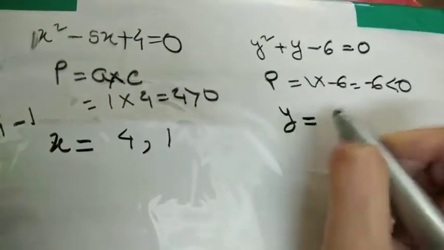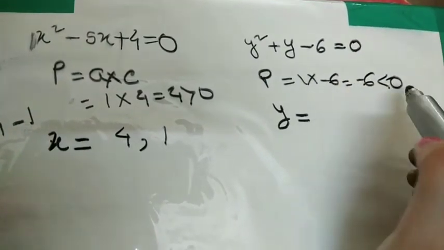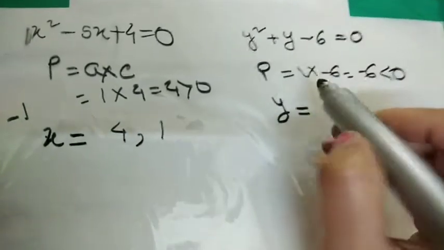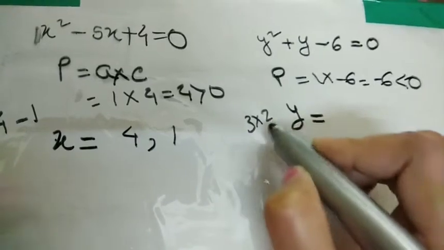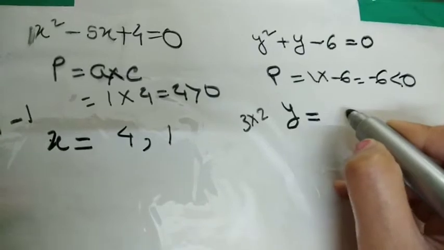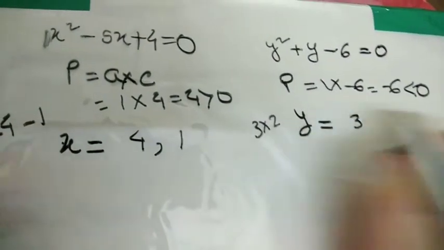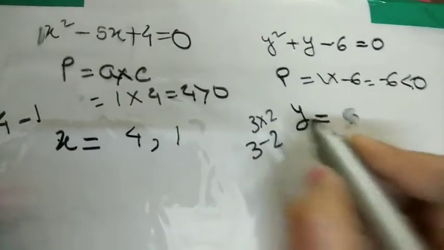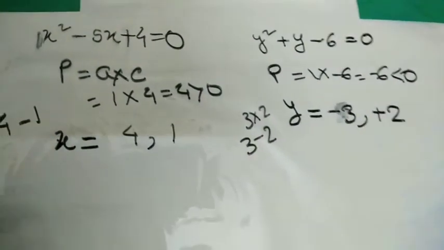Similarly, in case of y, see, the product is less than 0, and if the product is less than 0, the middle term is obtained by the difference of two numbers. Now see, 6 can be written as 3 2s are 6, and we have to give here plus. So one root will be 3 minus 2 gives you y. So answer will be minus 3 and plus 2.